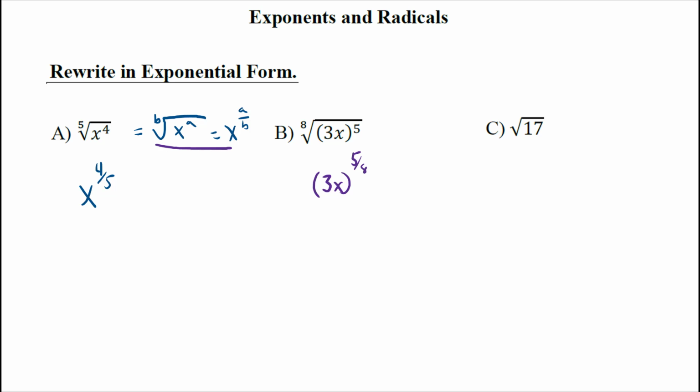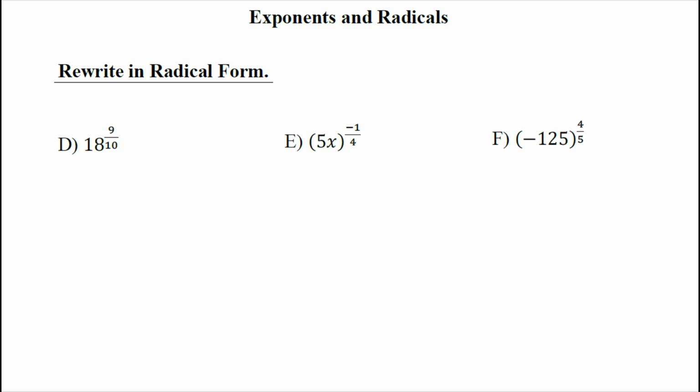And now when you just have the square root of 17, again, don't forget the square root has an understood 2 there. And of course the 17 has an understood 1, 17 to the power of 1. So for this, you take 17 raised to the 1/2. Alright, so that's taking a radical and putting it in exponential form.